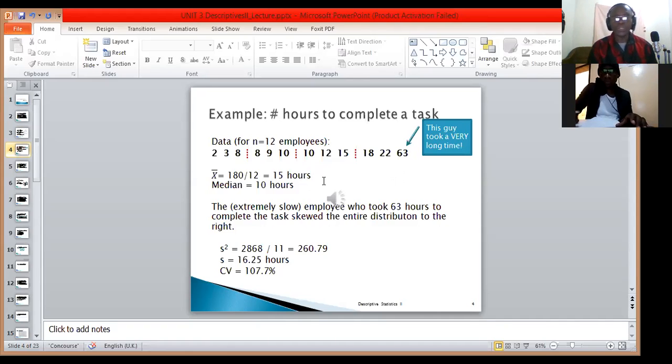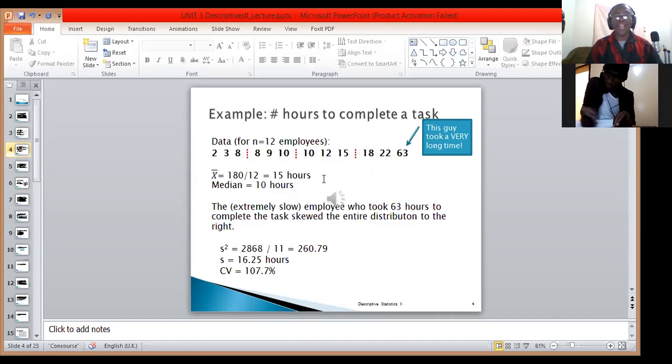So we are trying first to find our mean. As usual, our mean is the summation of the data. When we add all these figures, we get 180. We look at how many elements are in this data distribution. We have 12 elements. So 180 divided by 12 gives us 15. So that is our mean.